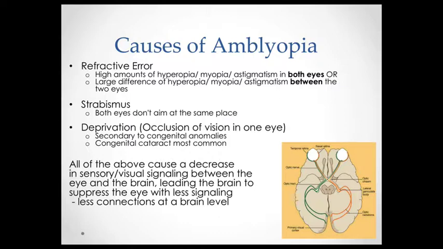Strabismus, or when the eyes don't aim the same place in space, typically the turned eye will be ignored by the brain, causing amblyopia. And there can be deprivation, which means that there's something blocking the light getting all the way through the eye to the retina. Cataracts at an early age, or when born, is the most common. That is the least common that we see in our clinic.